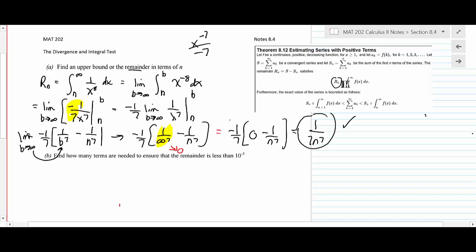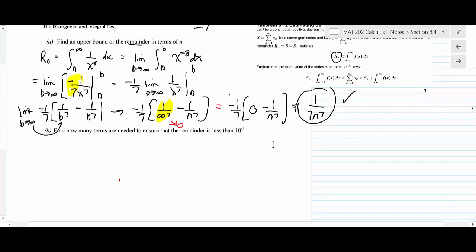That remainder is bounded by this improper integral right here, from n to infinity. So we have a mathematical expression. Now what does n represent in this problem? It really represents where this improper integral is going to start. You can think of that as however many terms you have. So we're going to find how many terms are needed to ensure that the remainder is less than 10 to the negative 3.